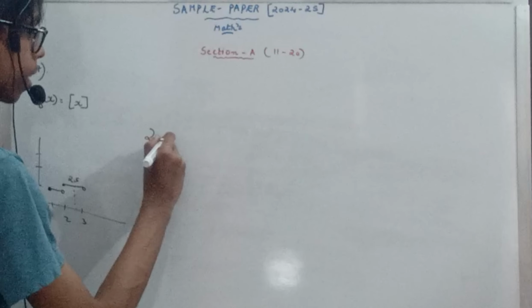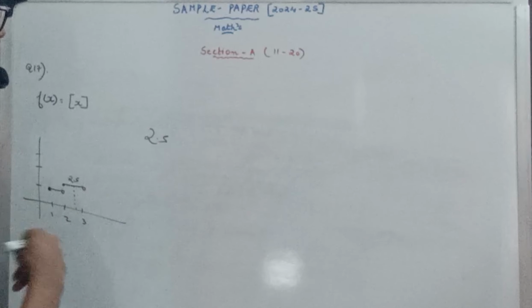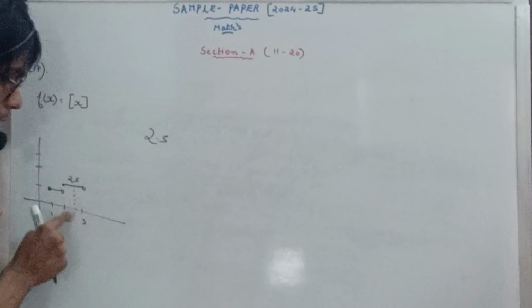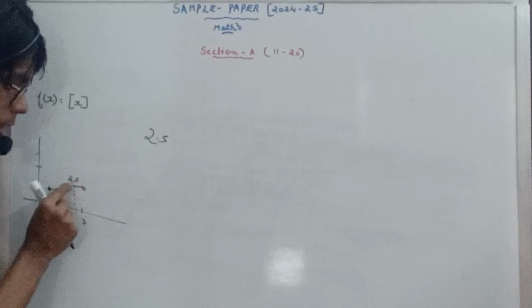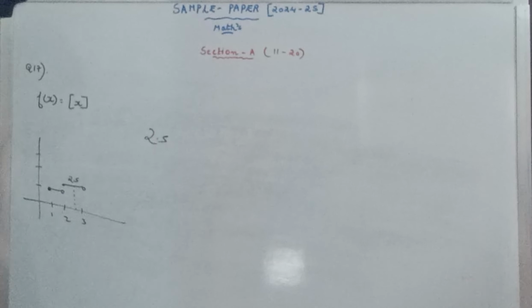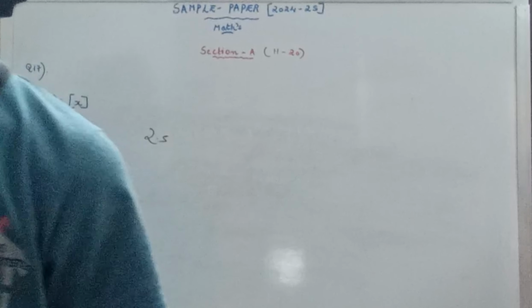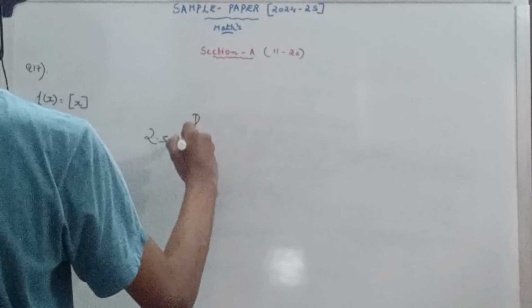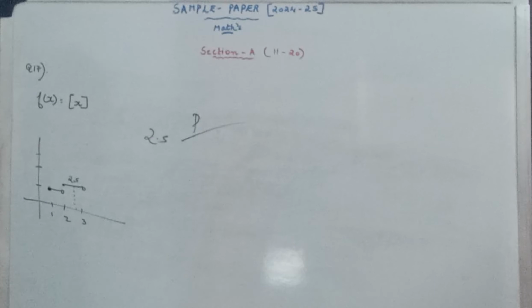But since they have said 2.5, they are specifying a decimal value. So 2.5 lies somewhere over here, and at this particular point it is definitely continuous and differentiable. So if you see your option D, that is, the given function is continuous as well as differentiable at x is equal to 2.5, from here we can say option D is the correct answer.